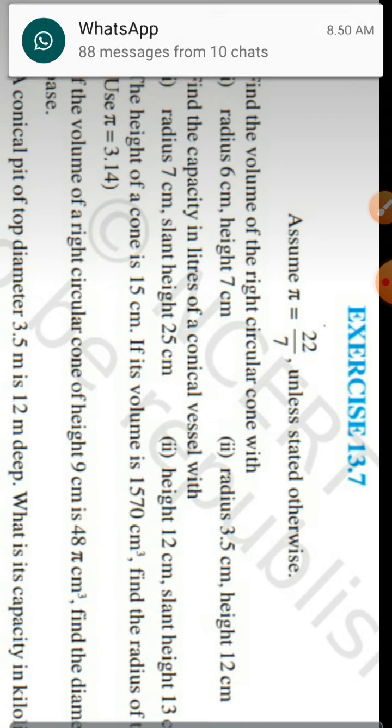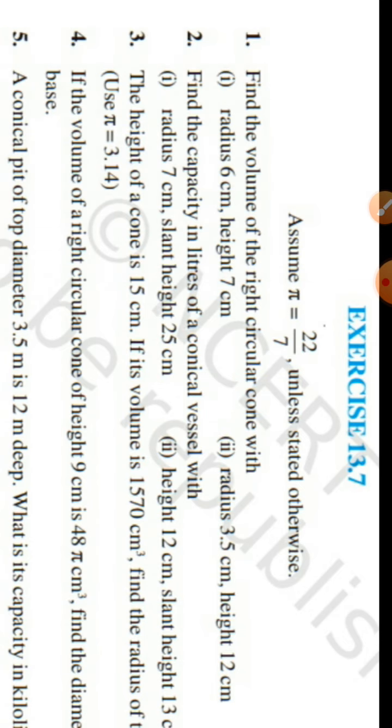Now the second one: find the capacity in liters of a conical vessel with radius 7 centimeter and slant height 25 centimeter. First of all, here capacity in liter is asked. Capacity means you have to find volume only. Don't get confused by the word capacity. That is one type of volume, but it can be denoted in liter unit.